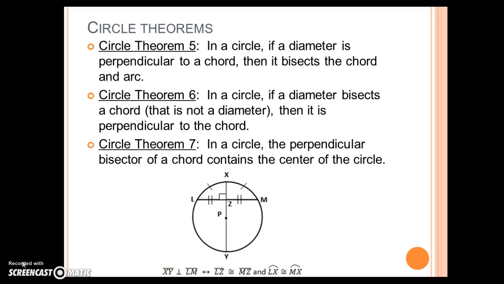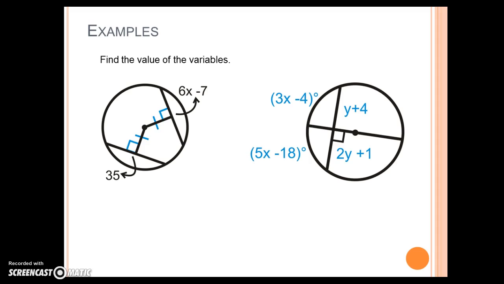Circle theorem 6 says, in a circle, if a diameter bisects a chord that is not a diameter, then it's perpendicular to the chord. So if we have a diameter that bisects the chord, we know it is going to be perpendicular. And in a circle, the perpendicular bisector of a chord contains the center. So if we know a line perpendicularly bisects a chord, we know it's the diameter or contains the center of the circle. I know that's a lot of theorems, but we're going to look at some examples of how this is useful.